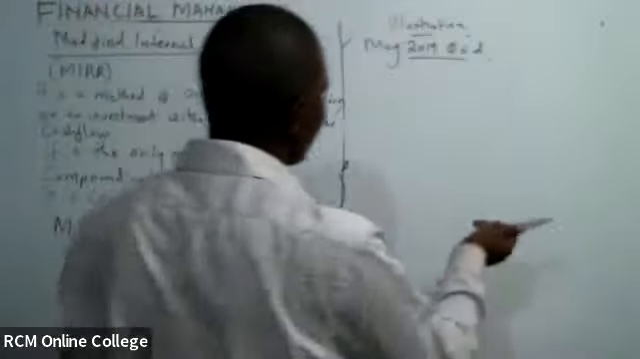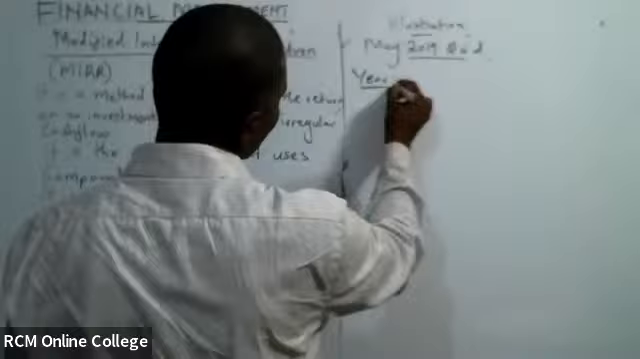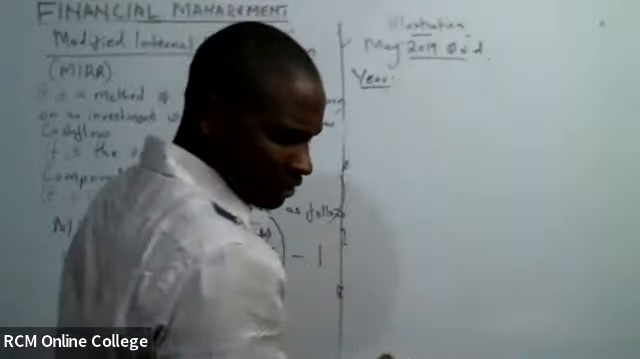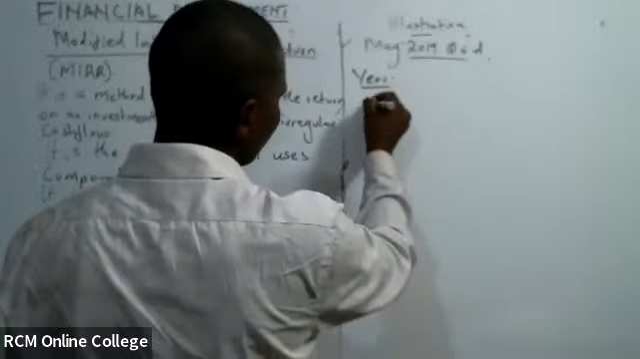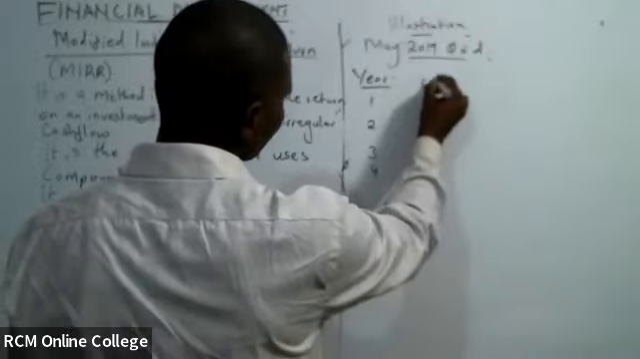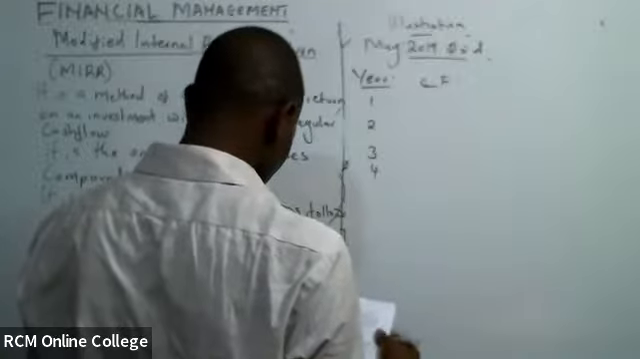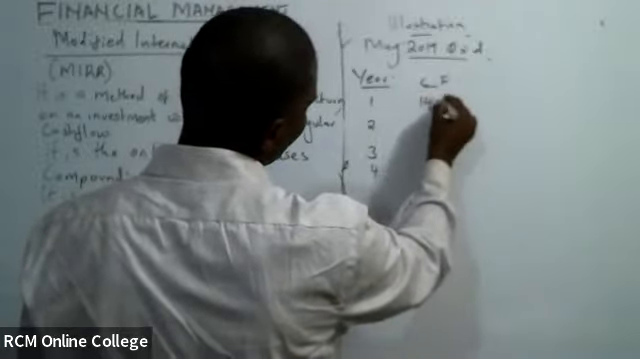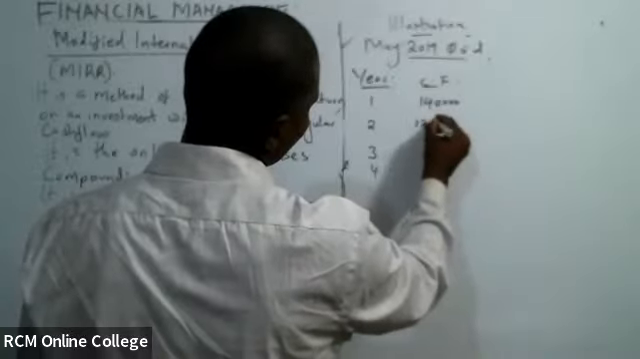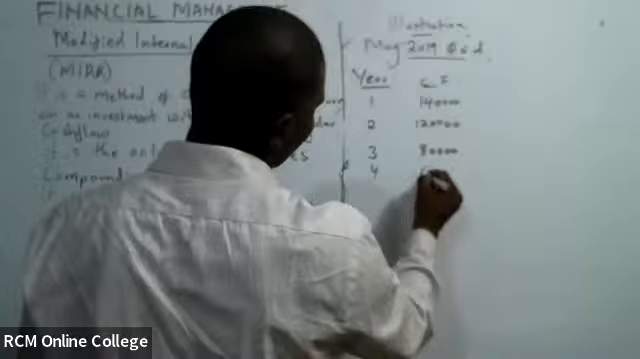So to solve this, we compound the cash flows. Who can remind us the compounding formula for irregular cash flow? How were we compounding the irregular cash flows? We have 140, 120, 80, and 60.